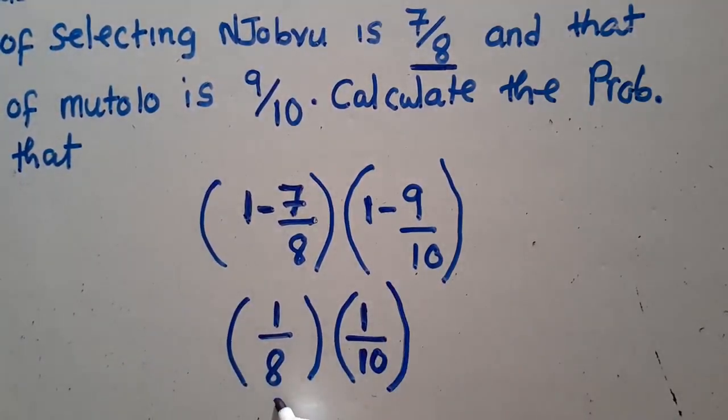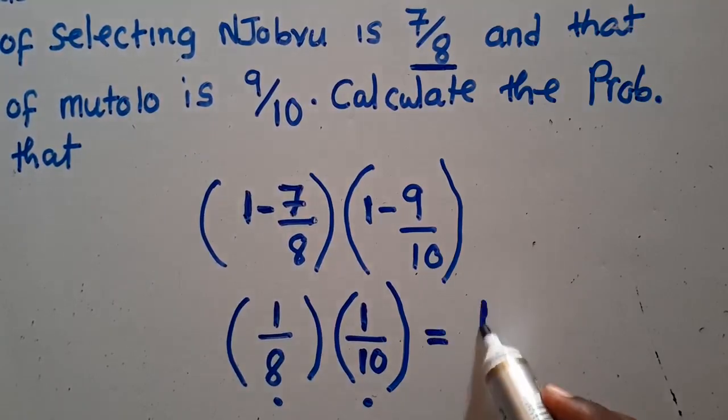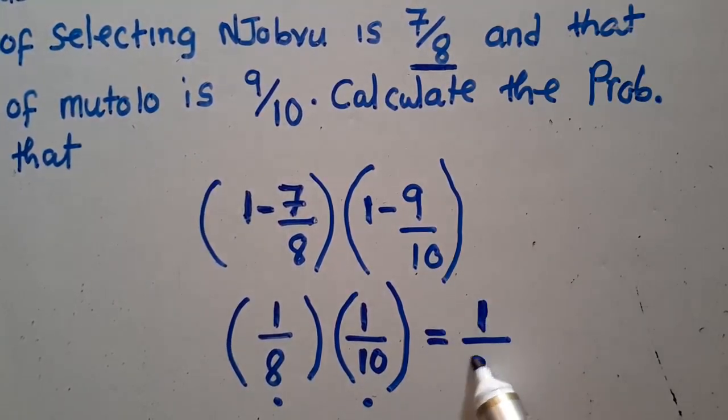So this is the probability of not selecting Njovu. This is the probability of not selecting Mutoro. Then you multiply them. Once you multiply them, what answer are you getting? This is the answer that you are going to get, 1 over 80. Just like this, you are done. These are procedures that you need to do. This is what you need to get and understand.